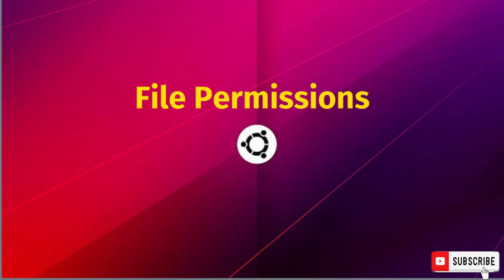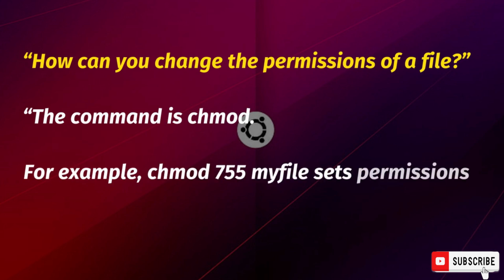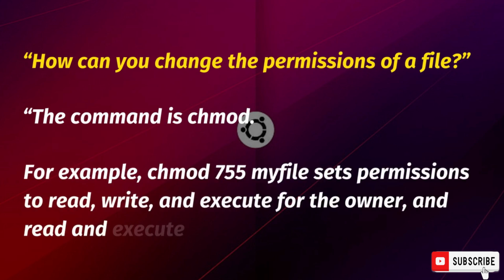File permissions. How can you change the permissions of a file? The command is chmod. For example, chmod 755 myfile sets permissions to read, write, and execute for the owner, and read and execute for others.